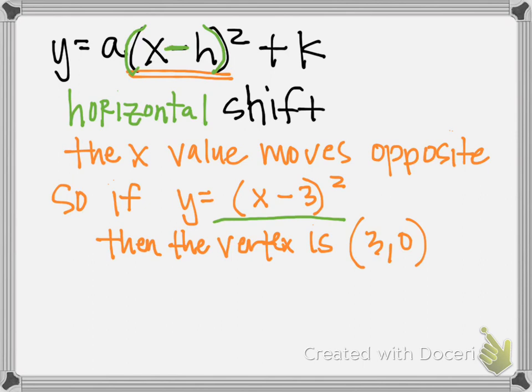So if this is the equation that I give you, then to find where the vertex is, here's how I think about it. What would I put in for x that would make it be 0 in there? If I put 3 in for x, 3 subtract 3 is 0. So you do the opposite of that: negative 3 becomes positive 3. So that's the way you shift it. This graph would shift to the right 3.